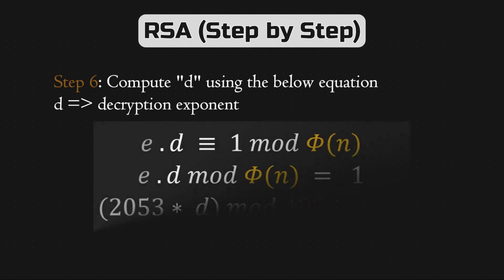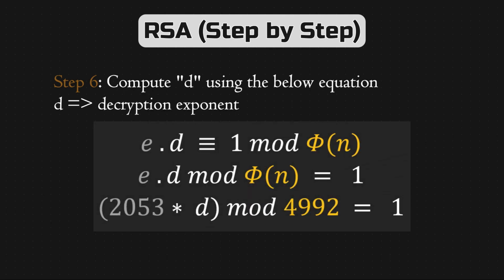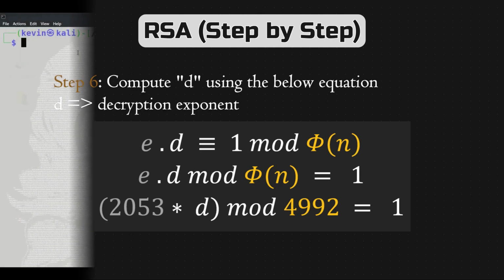Since e and n are co-prime to each other, this can be written as this, which simply means that for some value of d, the left hand side and right hand side will be equal to each other, or equal to 1. We can do this using pen and paper, but we don't need that. Let's execute a simple bash command to compute d.